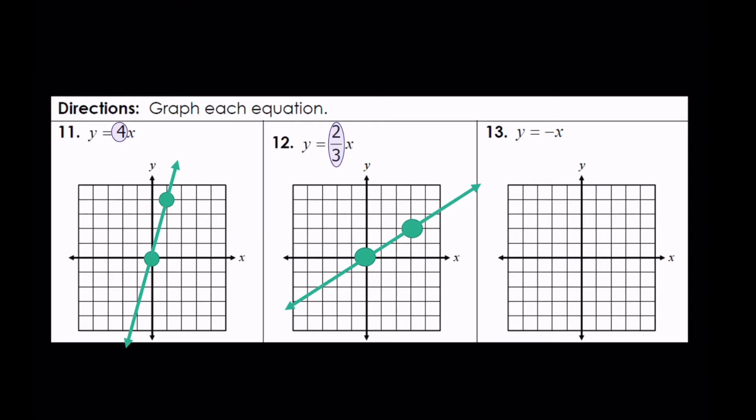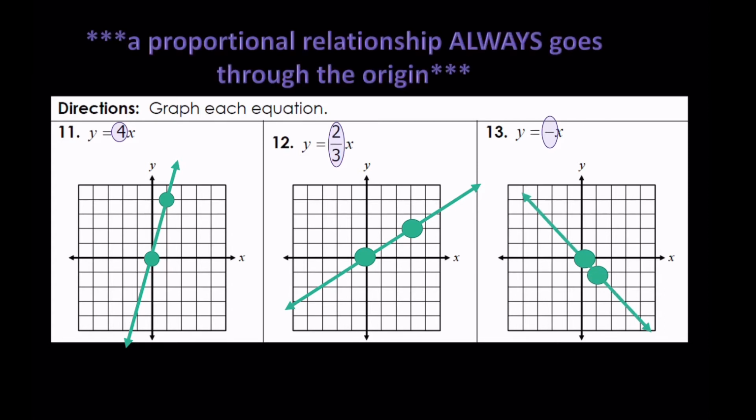Last, my y-intercept again is 0, which it should be for a direct variation. My slope this time is -1, meaning I'm going to go down 1 and right 1. And there is my graph. Okay, you need to write this down. A proportional relationship always goes through the origin. If it doesn't go through the origin, there's something different. It's not proportional necessarily. It can still be linear, but there's something different about it.